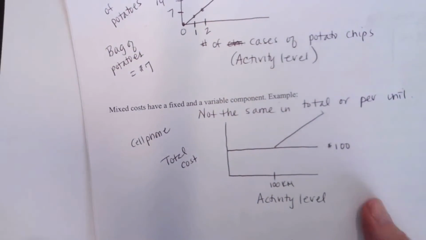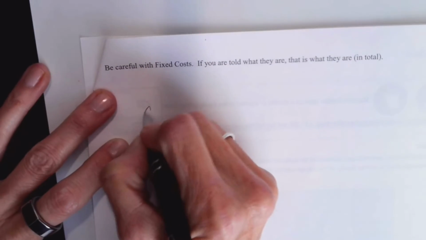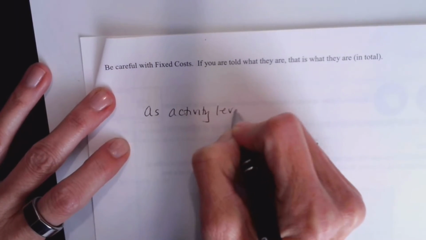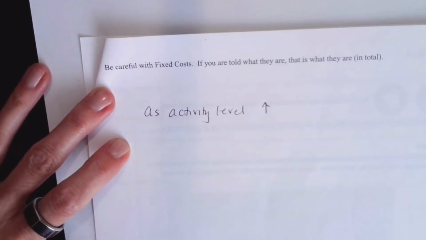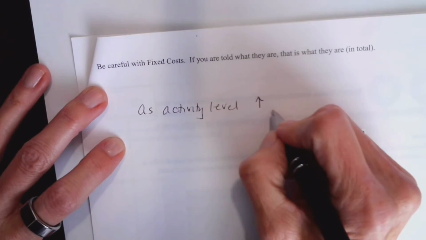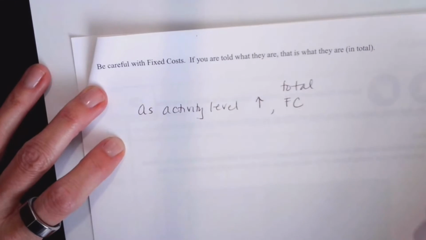Okay. So let's just make sure that this makes sense. Let me write a couple questions down and you think about them. So as activity level increases, I want you to think about what the total fixed costs do.